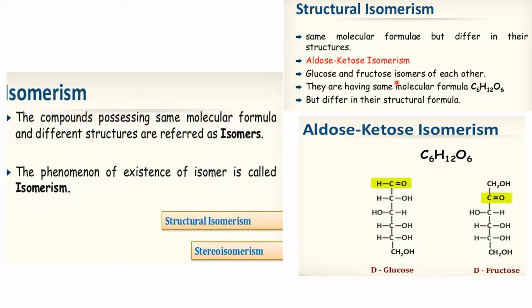Glucose and fructose are isomers because they commonly share the formula C6H12O6, but the structure is totally different. See here, it's an aldo type, so that's why an aldehyde group is there. And in the case of fructose, we can see a keto group is there. So aldo sugar has an aldehyde group, and the aldo sugar example is glucose. Coming to keto sugar, it's a ketone body, and that is called fructose. So this type is called structural isomerism.